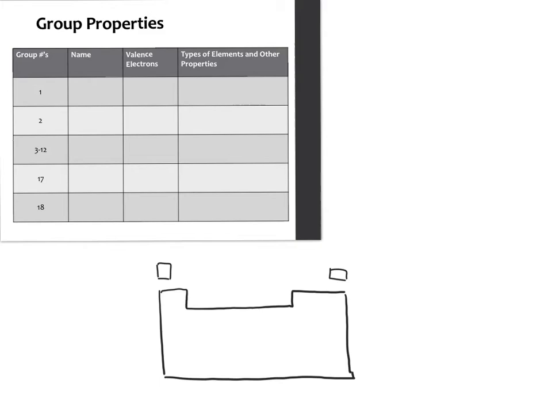So the next thing we're going to talk about are group properties. There are 18 groups across the periodic table, 18 different columns. But there are 5 main categories, 5 main types that we have to know, and at least know their names. And so let's start with group 1. That means it's the one all the way to the left, group number 1.